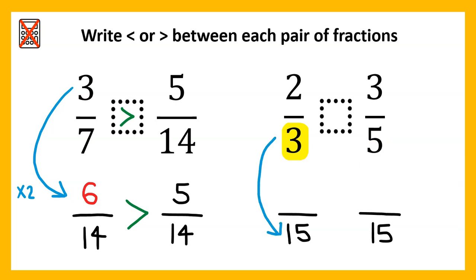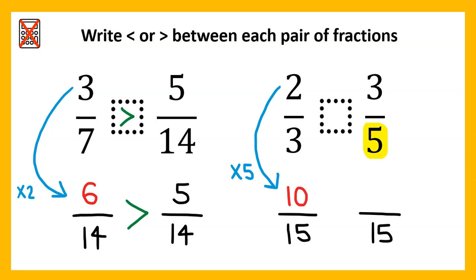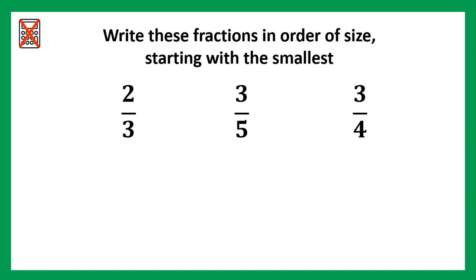To get from 3 to 15, I'm multiplying by 5, so the equivalent fraction would be 2 multiplied by 5, which is 10. For the second fraction, I can multiply 5 by 3 to give me 15, meaning 3 times 3 will give me the numerator of the equivalent fraction. Now I can see that 10 over 15 is larger than 9 over 15, so therefore 2/3 is larger than 3/5.